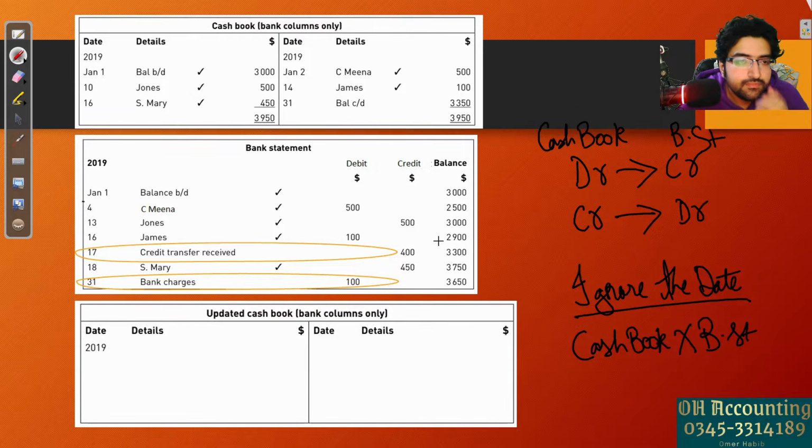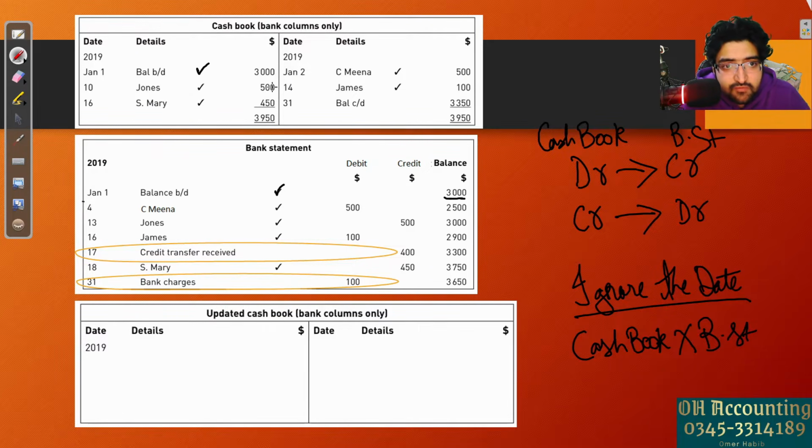Okay? Now, let's start with the opening balance. The opening balance is shown as 3,000 in our cash book, which means we have $3,000 left over from the previous month. So let's see, is it present on the bank statement as well? Yes, the balance is 3,000, which is fine. So that's why they have ticked this and ticked this. This is fine.